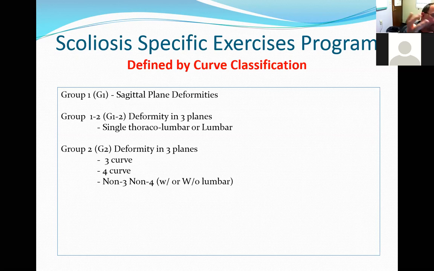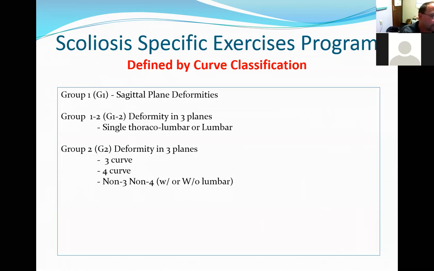We also have group 2, as you can see, where there are deformities in 3 planes, and that's classified as a 3 curve, 4 curve, non-3, non-4. Whenever you see my notes, if I'm saying a patient has a 3 curve pattern, I'm not necessarily saying they actually have 3 curves. They may only have 2, they may actually only have 1. But what you're looking for is what's involved. Are the shoulders involved? Is the thoracic block area involved? Is the lumbar involved? Is the pelvis acting independently from the lumbar curve? And that's where you get your different curve classifications.